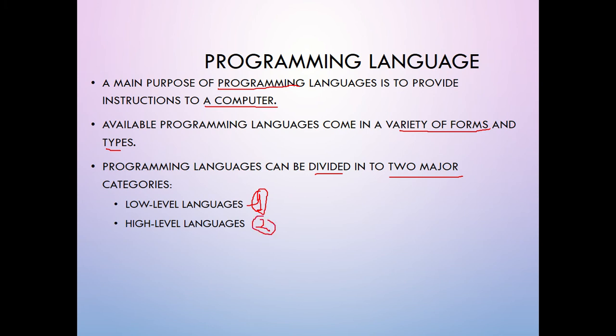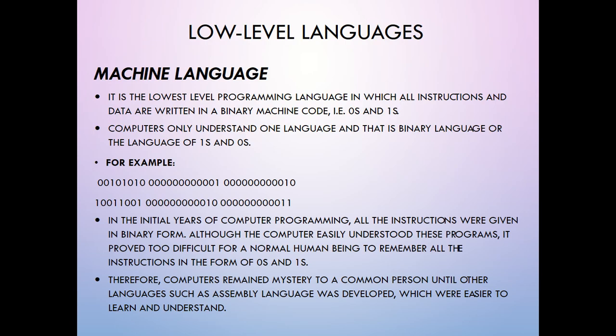Which language is high-level, and which language is low-level? We will see. This is the category. Low level is the first one. What does low-level language mean? The first one is machine language. Under low-level language, it is the lowest-level programming language, in which all instructions and data are written in binary machine code, that means zeros and ones.